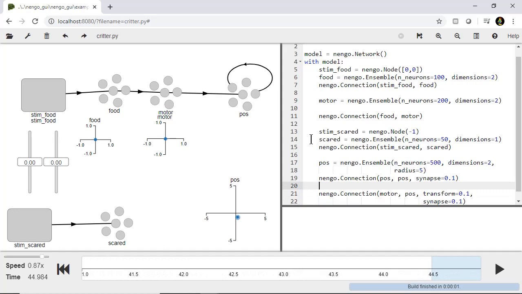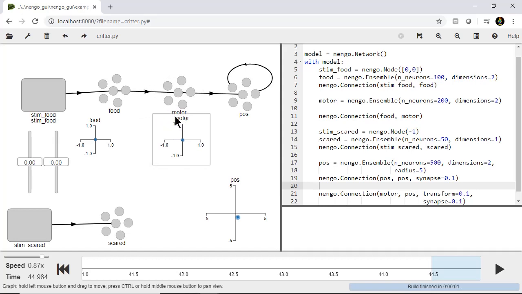Well, what's simpler to those? The simpler one out of those is, hey, let's only do this motor command. So this thing here that's going from where I think the food is to the motor, what I really want is I only want this connection to happen when I'm not scared. How can I do that?